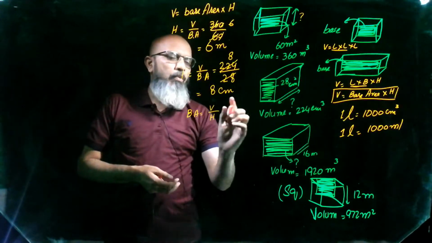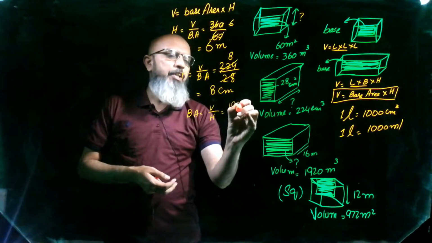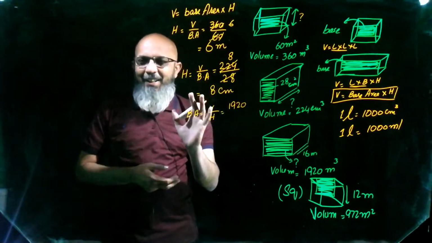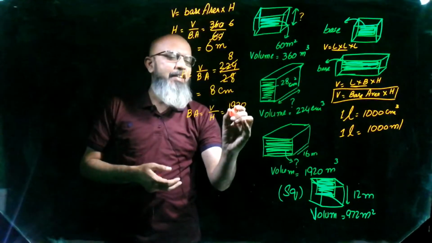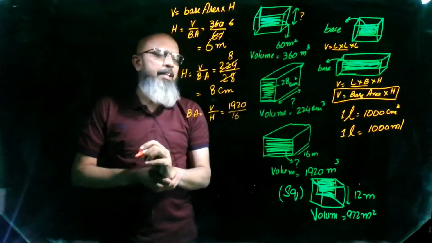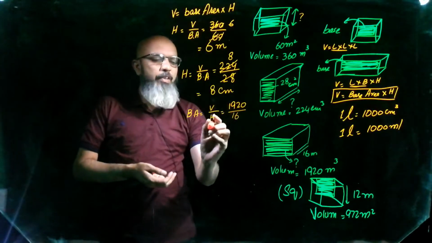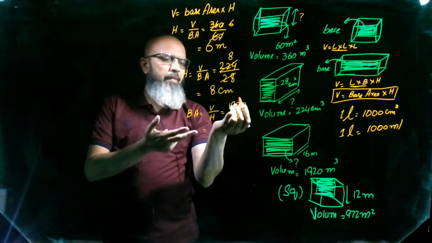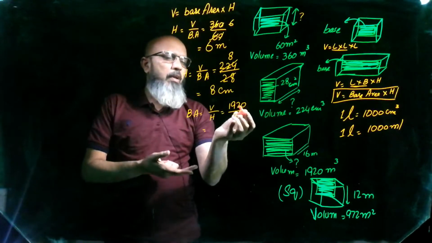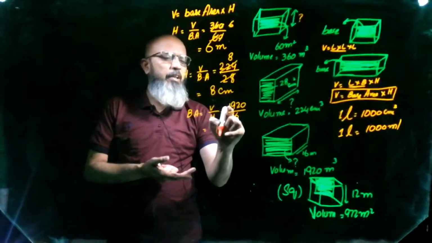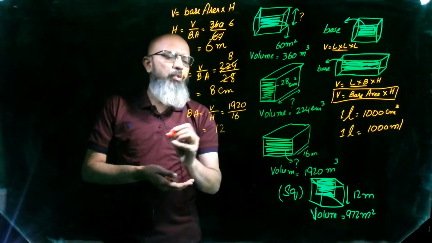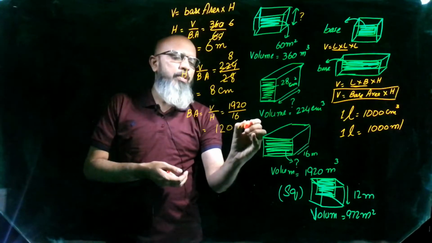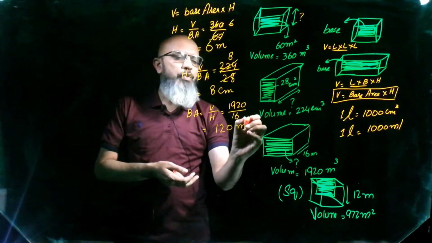So what is your volume? Your volume is 1920, and the known height is 16. So by division you will get your base area. You can divide it by 16 using the table of 2, 3, 4. 16 ones are 16, 3 remainders, 16 twos are 32, and then 0. So your answer is 120 meter square.